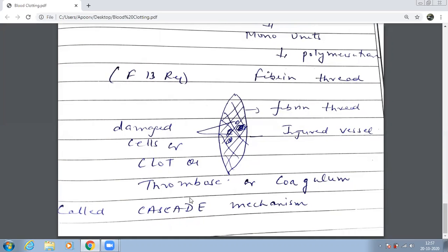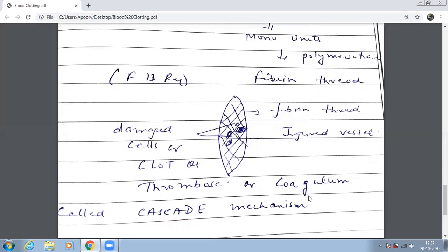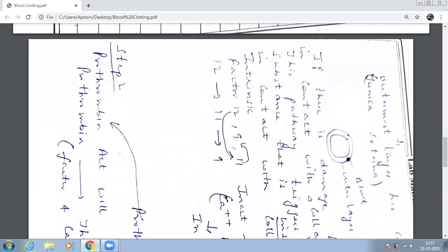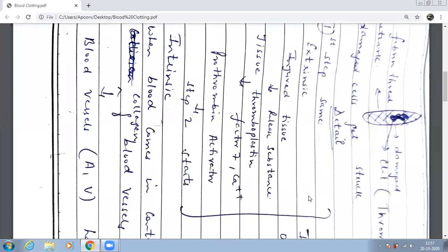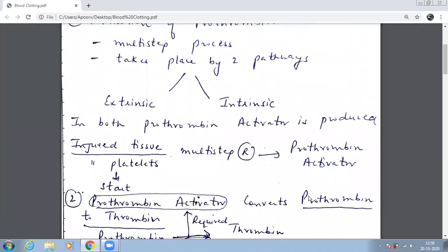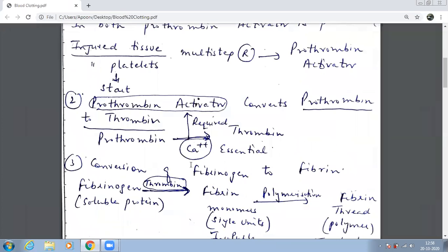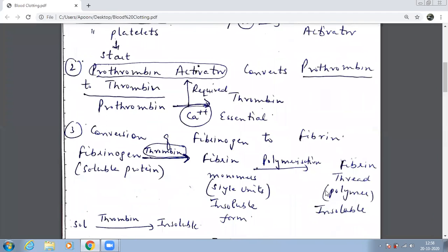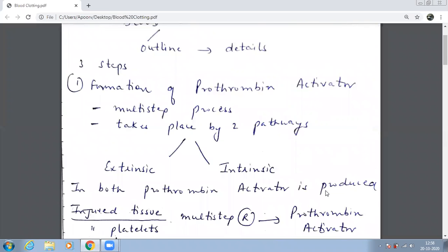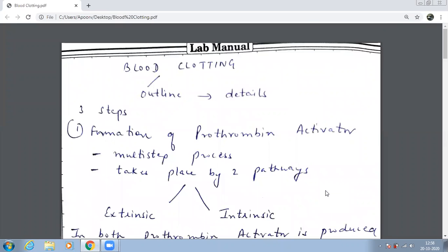And the entire mechanism is known as cascade mechanism, because if you see, one follows the other. How one follows the other, children? If the product is not produced in the first step, if we did not have a prothrombin activator, then prothrombin would not have converted to thrombin. If thrombin was not formed, then fibrinogen would not convert into fibrin fibers. And if we don't have fibrin fibers, which are the most important ones for blood clotting, we will not have the entire process of blood clotting.